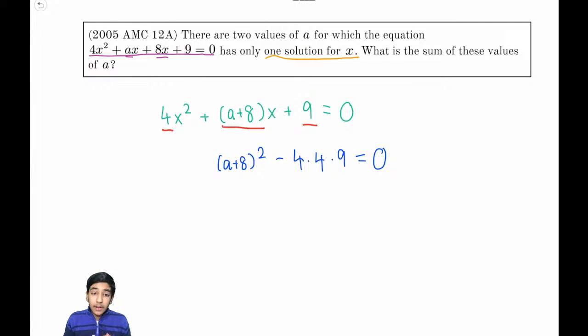And if the discriminant is 0, then it's going to have two repeated roots. If the discriminant is 0, then it's going to have the same root. So it's only going to have one root, one solution. That's what's going to happen when the discriminant is 0.